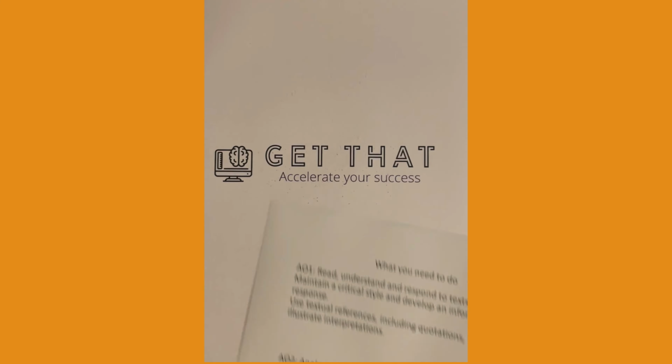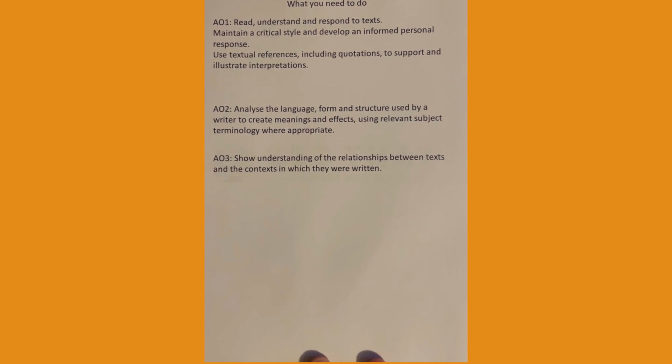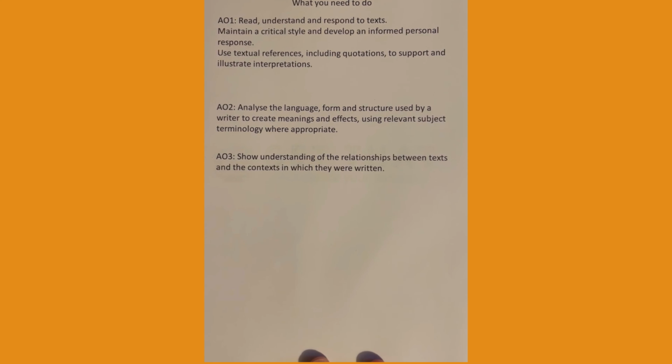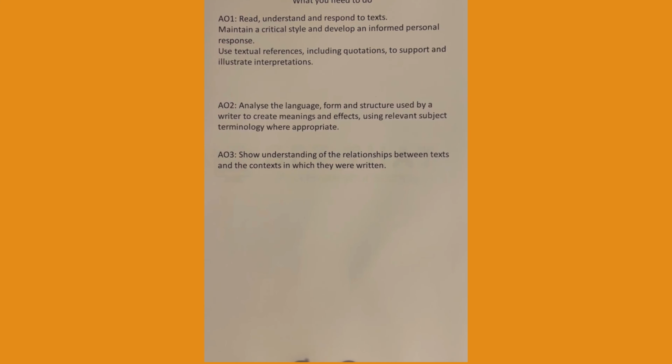So with all of the questions in your GCSE English Literature, with the exception of unseen poetry, you are being tested on these 3 assessment objectives. Assessment objective 1 expects that you understand the text that you have studied, that you are able to develop a personal response to that text while still maintaining that academic distance. You need to be able to use quotations and references to the text to support your ideas.